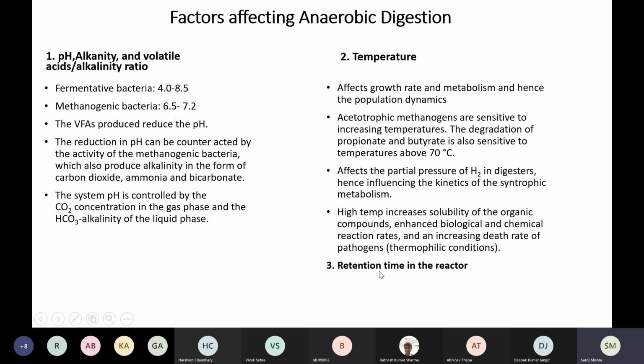And finally, the retention time in the bioreactor. What should be the feed rates? How long should the residence time be in the anaerobic digester? All of these factors, I have just given you a summary, but people have worked extensively over the years on this to see how these parameters are going to affect the process.